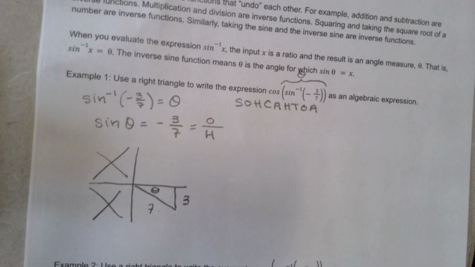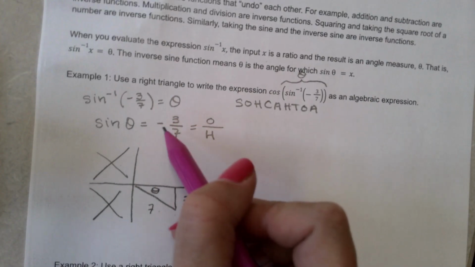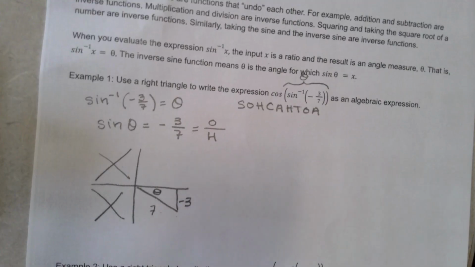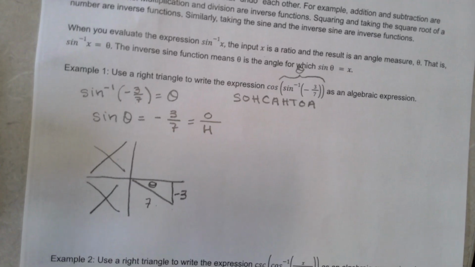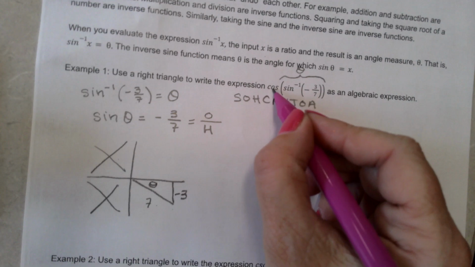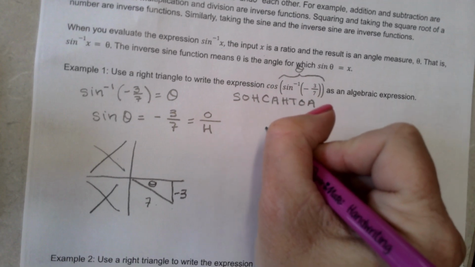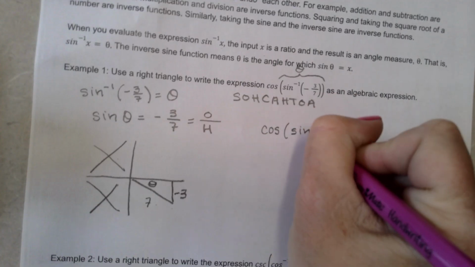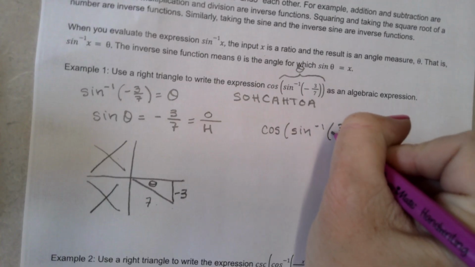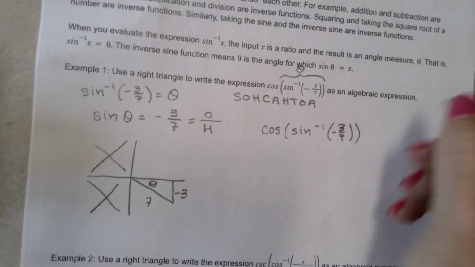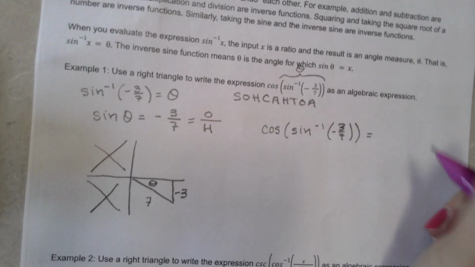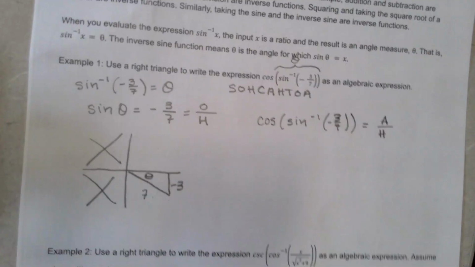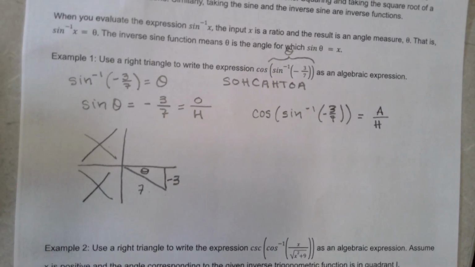And I need to think about signs here. I need the overall sign to be negative, the hypotenuse is always positive, and it makes sense I'm moving down, so that should be a negative 3. So now I want to find the cosine of that, right? So I want to find the cosine of inverse sine of negative 3 over 7, which is going to be equal to cosine is the adjacent over the hypotenuse. So we need to find the adjacent.